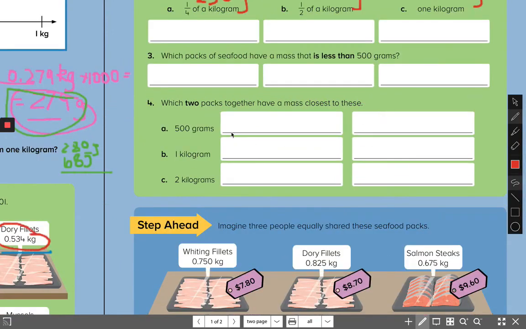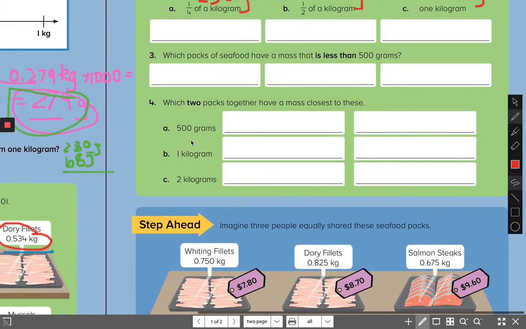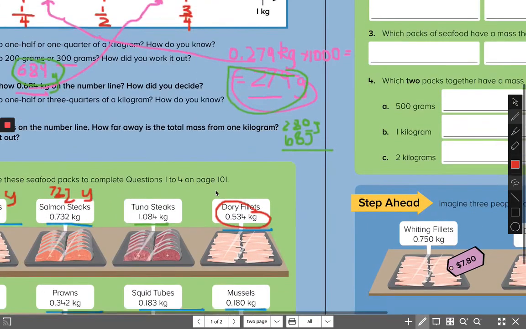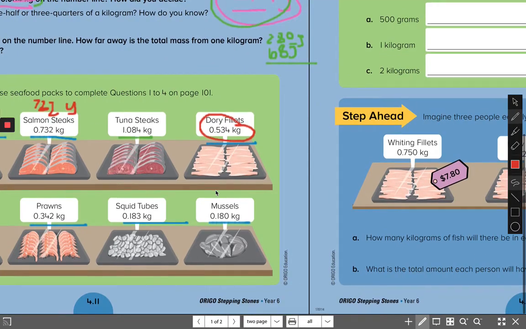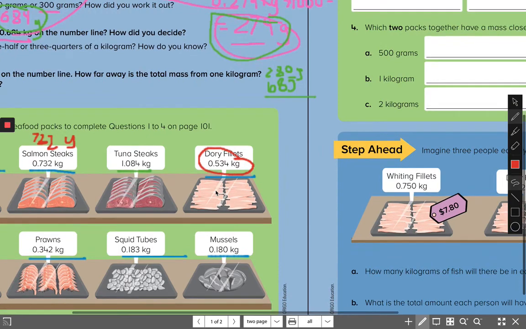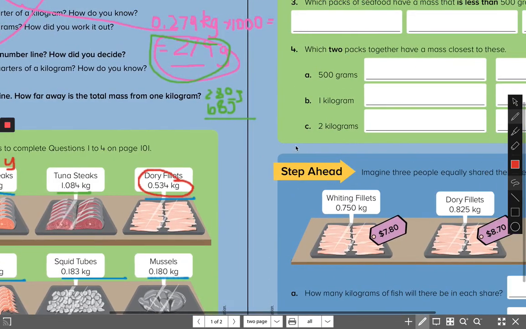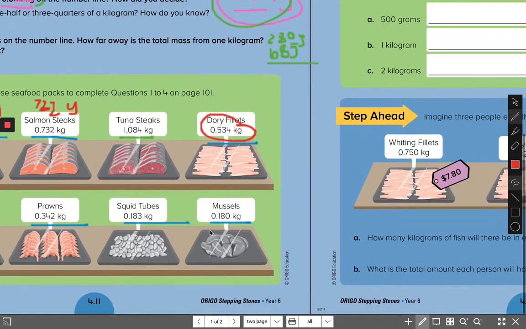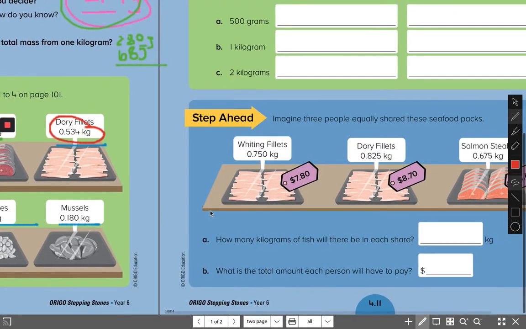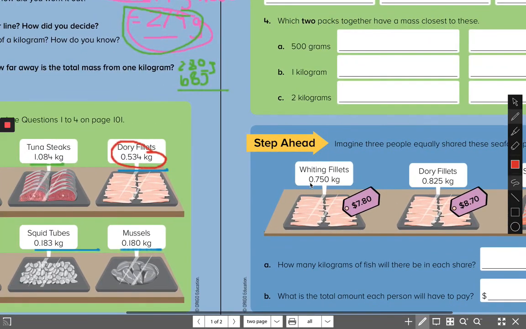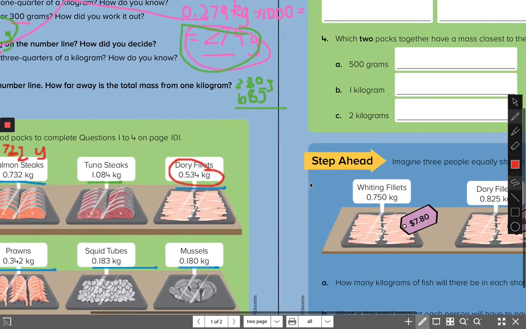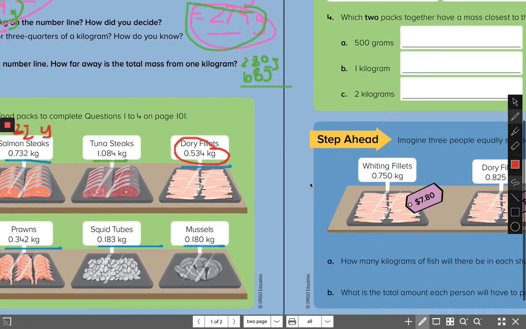All right, and question 4, which 2 packs together have a mass closest to these? 500 grams, kilogram, and 2 kilograms. Remember, you might have to convert a few of them back to grams to find these values here. But I think you should be able to do that by yourself. All right, I keep moving the screen. For example, let's do 500 grams together, closest to this. So let's have a look at this one.